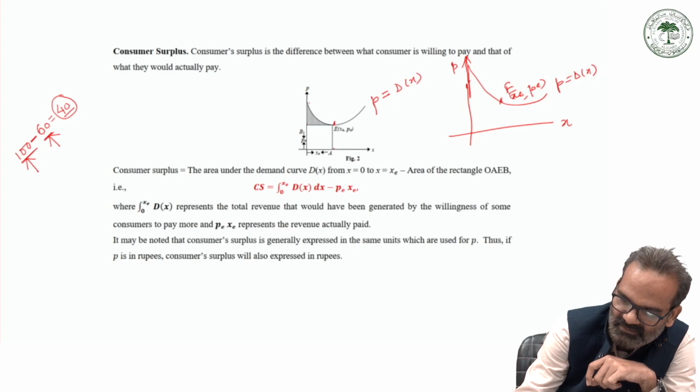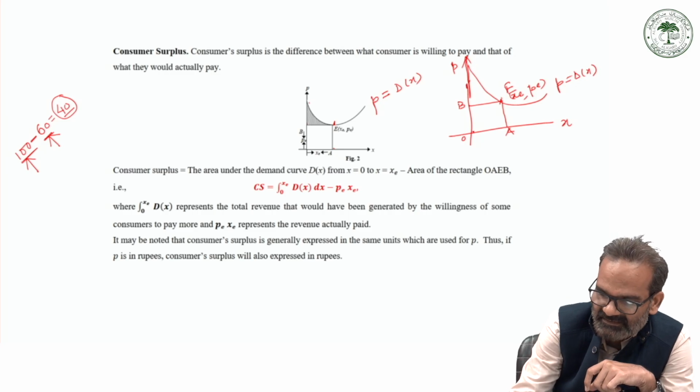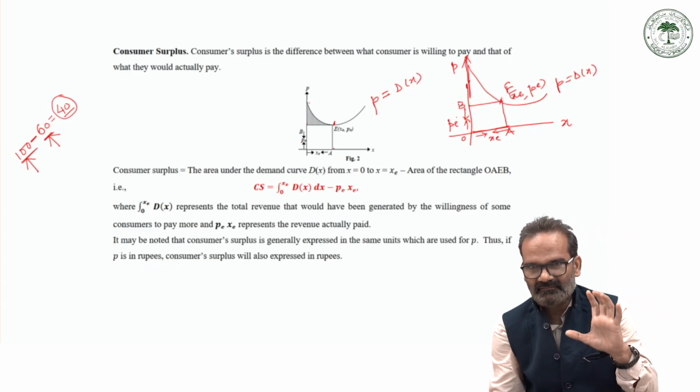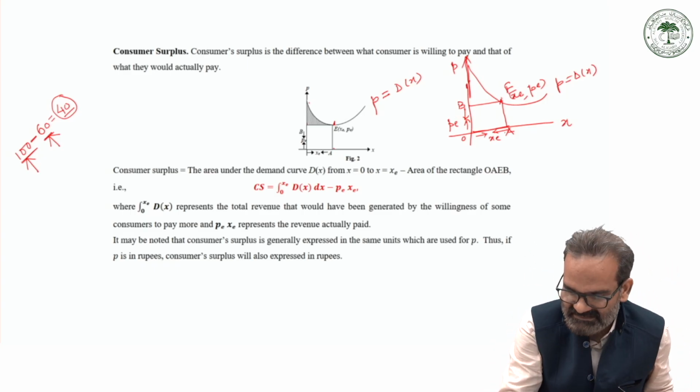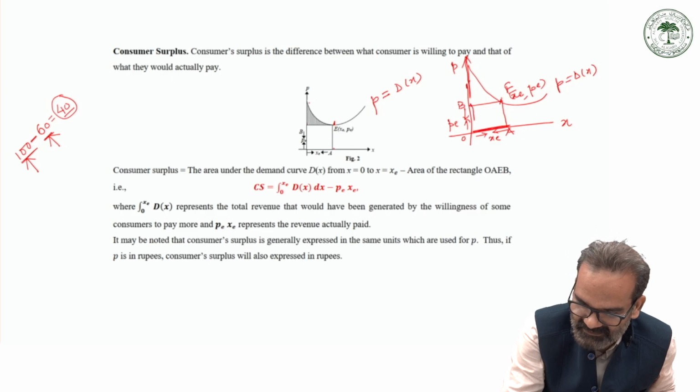Draw a perpendicular from here and a perpendicular from here. Take this as A and take this as B. This is your origin, right? So what does it mean? This distance is XE, and this price is PE, right? Try to understand the figure. This distance is XE and this price is PE.